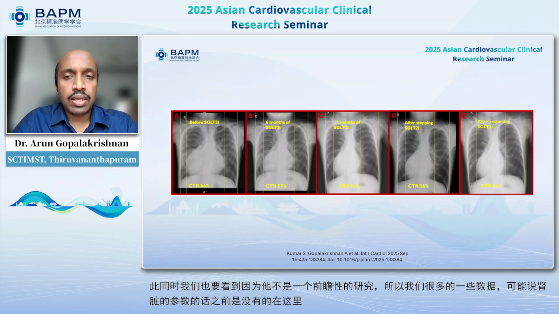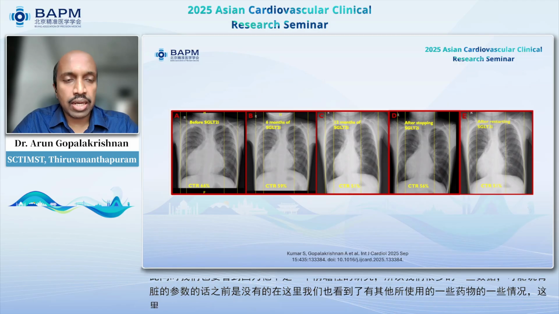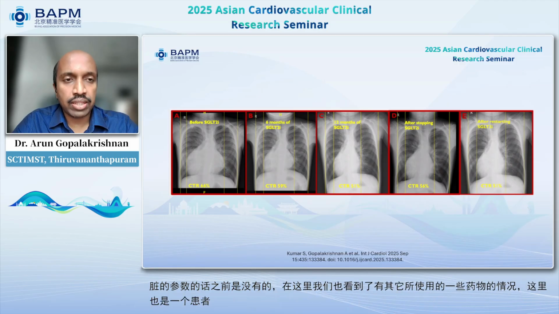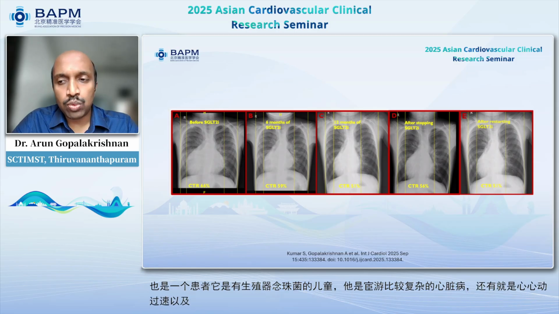At the same time, this is one patient, the child who had genital candidiasis, a child with complex congenital heart disease, dextrocardia and significant LV dysfunction. You can see the child's status at baseline with a significant cardiomegaly. After initiation of SGLT2 inhibitor, there was significant reduction in cardiac size. And at 12 months of therapy, the child developed genital candidiasis.